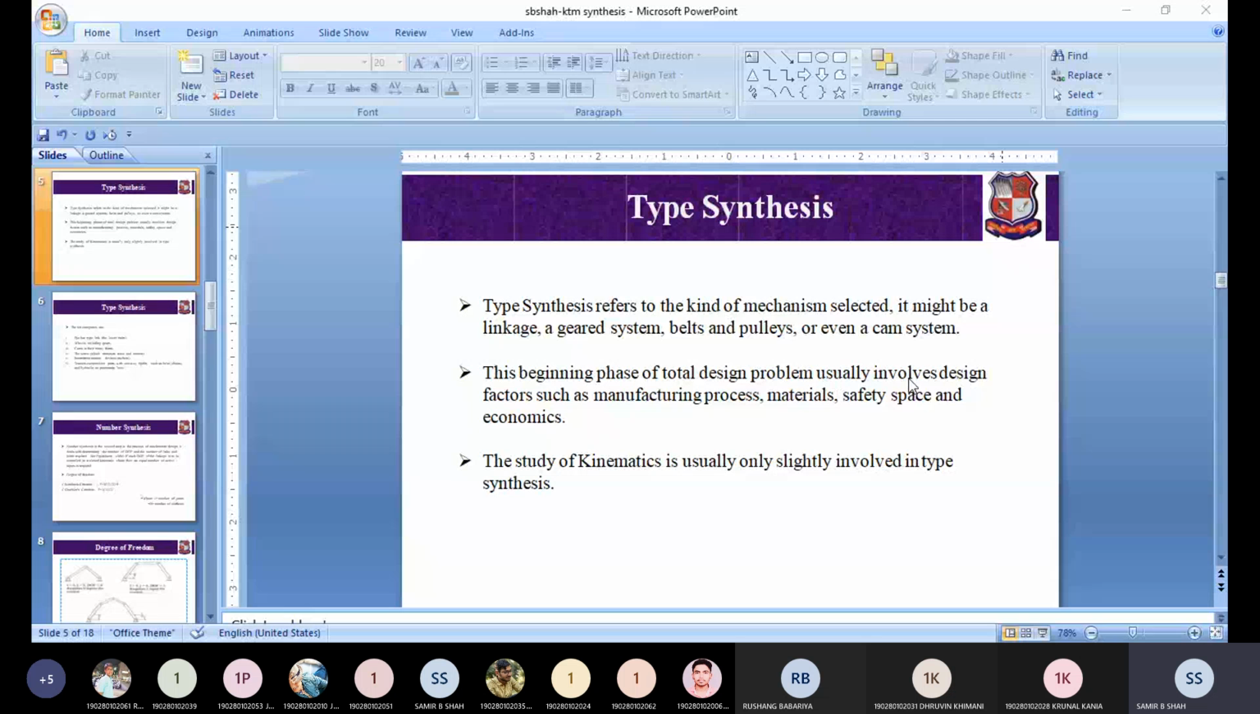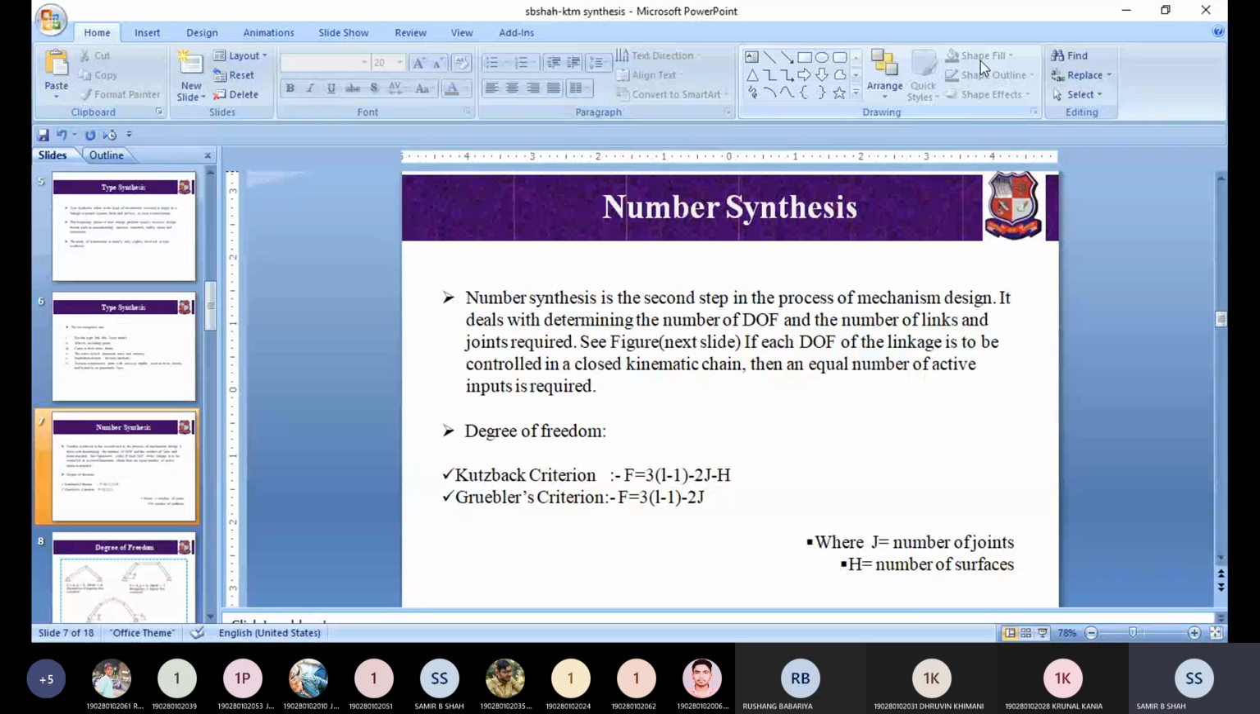So you just refer to the PPT which I already shared with you regarding Grubler and Kutzbach criteria. After that, when you see number synthesis, it's very easy to understand. Number synthesis is the second step in the process of mechanism design. It deals with determining the number of degrees of freedom and the number of links and joints required.